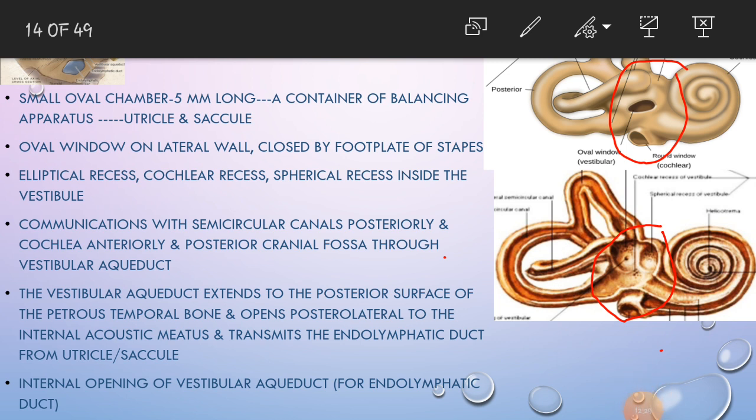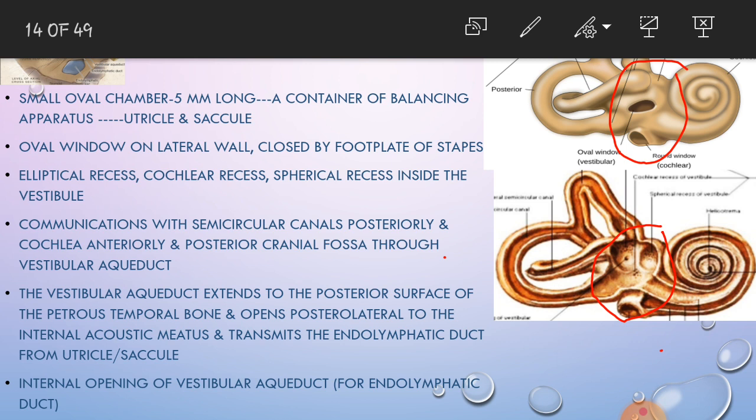Now, the vestibule is ovoid in shape. It has got two openings in communication with the middle ear cavity. One of those openings is postero-superior and the other opening is postero-inferior. The postero-superior one is oval in outline, and I've shown you that it is the oval window. It receives the footplate of the stapes. The other window is round and is called the round window, and it is closed by the secondary tympanic membrane.